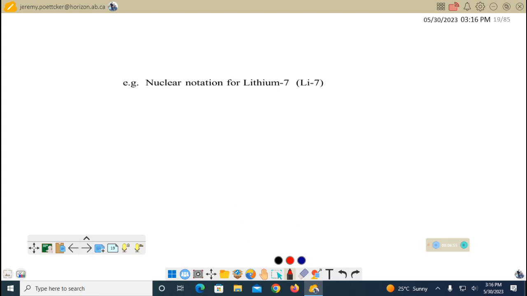So for example, for lithium-7, lithium, there's our symbol, lovely. The 7 is telling us the number of nucleons. No, that is not our Z, my apologies. That is going to be our mass number. And then down here, we have the number of protons. This is our Z, which is going to be 3.